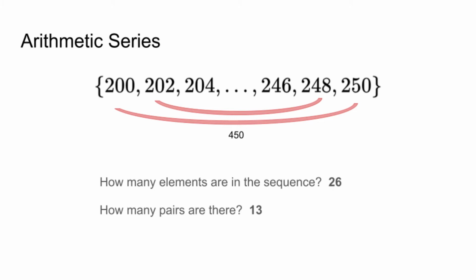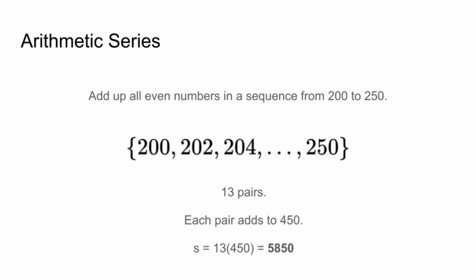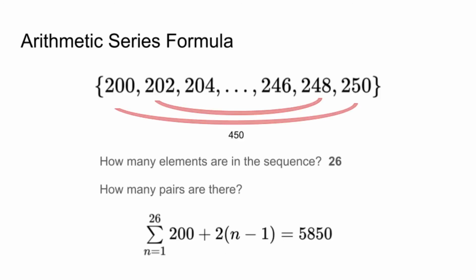That means there are 13 pairs of 450. Now our problem becomes super easy. That means our total sum of this series is 13 times 450 to get a total of 5,850. Another way to formalize this is by saying add up all of the elements from n equals 1 to 26, and in each element there's a base of 200 plus an increment of 2 times (n minus 1). And that extra 2 times (n minus 1) is the extra addition from the base of 200.